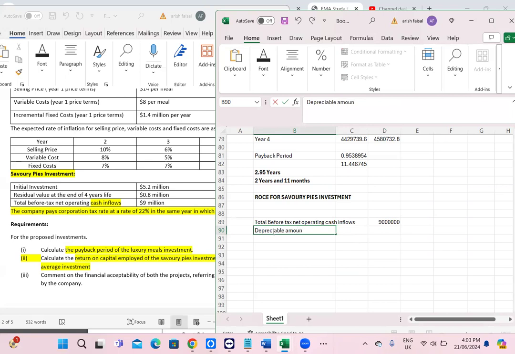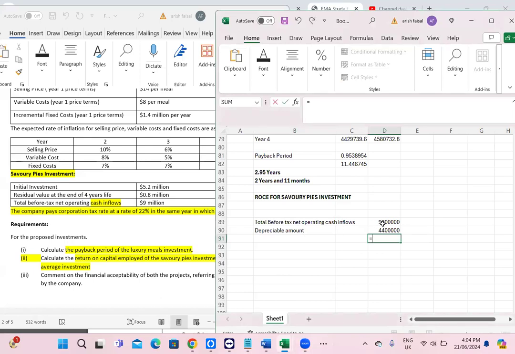Okay. You can do the question in two different ways over here. So the depreciable amount is basically your total cost of the asset, which is 5.2 million, minus the residual value, because that's the amount you will not depreciate, right? So this will give me the depreciable amount. So this is the first way you can attempt this question: you can simply take all of your operational cash inflows before tax and deduct the depreciable amount.